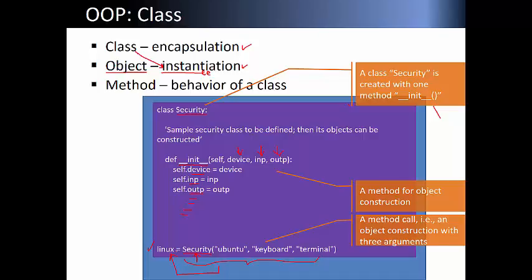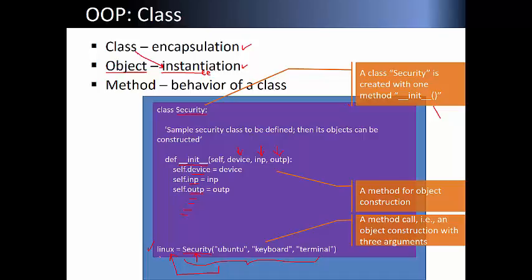It's called labeling, right? So the label to yourself is called Martin. A label to whatever object it is, whatever object which is constructed by this value Ubuntu keyboard terminal, is now called Linux. So that we have objects created. Okay? So class and objects.